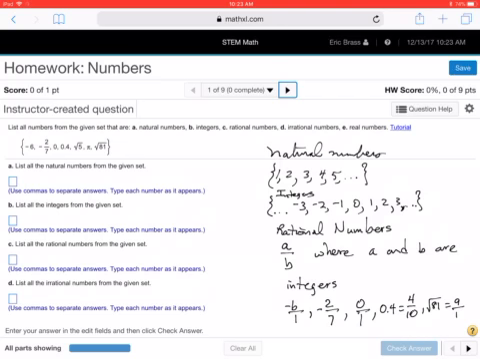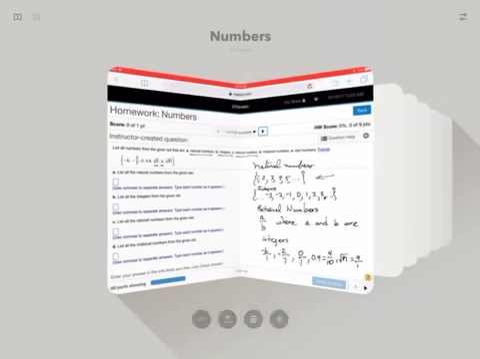The next one, so we did natural numbers: 1, 2, 3, 4, 5, 6, 7, 8. Integers: -3, -2, -1, 0, 1, 2, 3, and they both continue on. And then rational numbers. Now, irrational numbers are the numbers that are not rational, like the square root of 5 as well as pi.